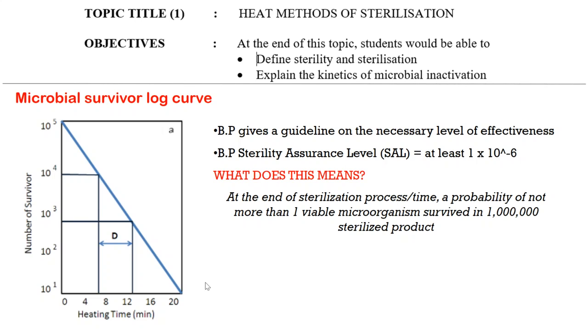It means that following sterilization, the level of microorganism present in a product must be less than 1 × 10⁻⁶. This corresponds to a probability of not more than one viable microorganism surviving in 1 million sterilized products at the end of the sterilization process. What does it mean? If you sterilize 1 million bottles of products, there should be at most only one microorganism surviving the process.